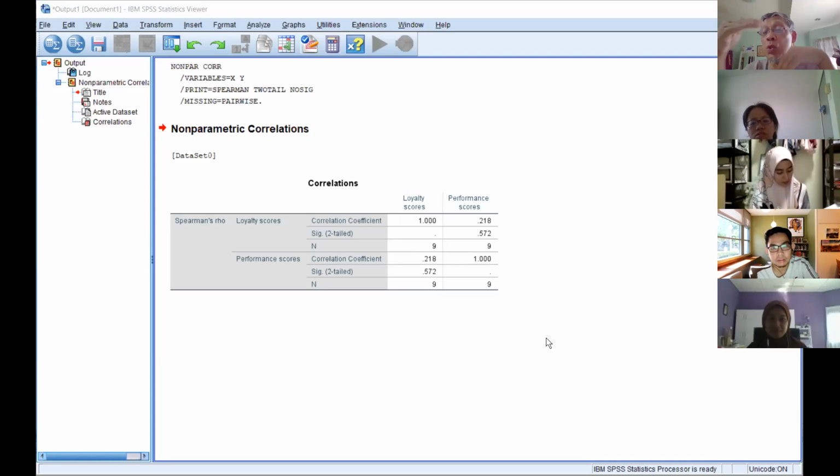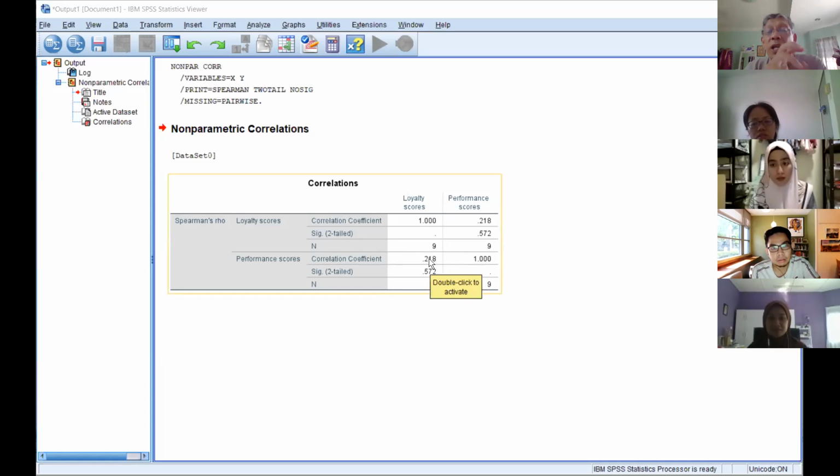But what we're interested in is to look at the RS between IV and DV. So in this case, we have only one value, which is between loyalty and performance, which is 0.218, or you can refer to this portion here, performance and loyalty, which is 0.218. Okay, so that will be the value that we get.